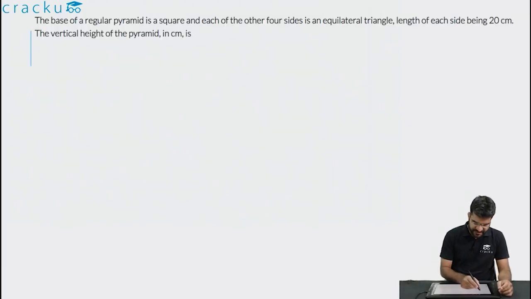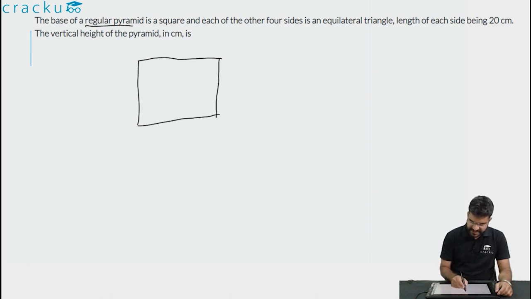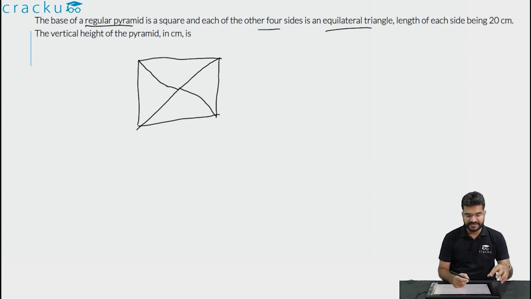In this question, we are given that there is a regular pyramid and the base of the regular pyramid is a square. So say this is a pyramid and this is the base of the pyramid. This is a square and each of the other four sides is an equilateral triangle. So this will be in another dimension where there is an equilateral triangle. All the other sides of the pyramid, which is basically in 3 dimensions, will meet at an apex, and each of these is an equilateral triangle.